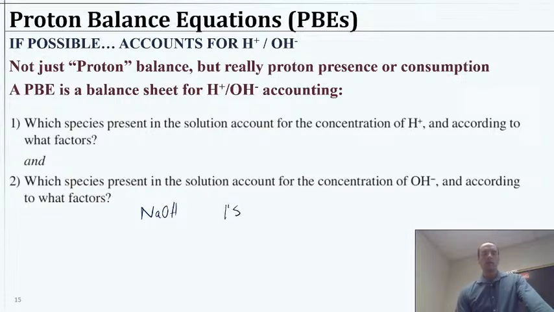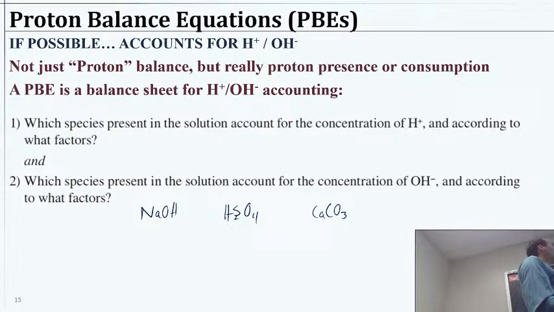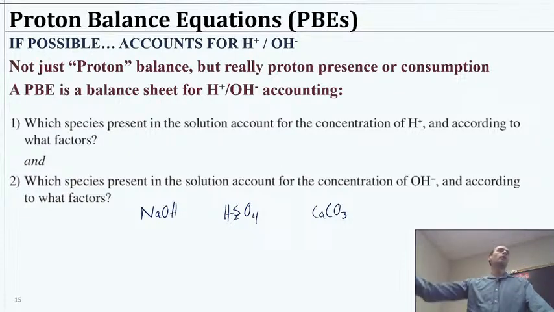So if we had a solution where we're adding some NaOH and some, let's say, sulfuric acid, H2SO4, and I don't know, who knows what else, maybe some calcium carbonate. We can imagine all these different ions in solution. Some of them are contributing to H+ being around. Some of them are contributing to OH- being around. And in the case of CO3, maybe it's consuming some H+. So it's kind of doing the opposite of contributing H+.